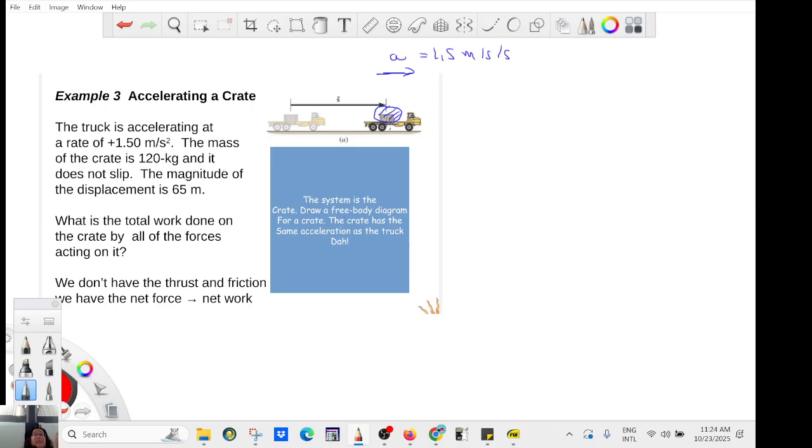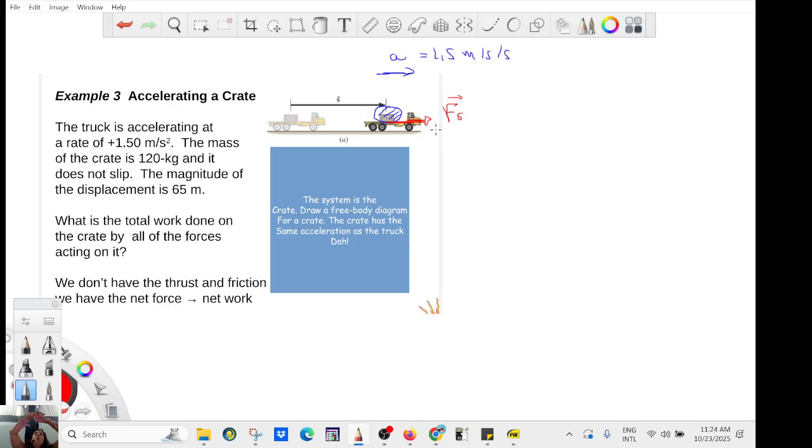So it means it's static friction. When you have two surfaces in contact and it doesn't slip, that's static friction. If there is an acceleration this way, that means you need to have a force here. The acceleration is in the same direction as the force. So that will be the static friction. It has to be this way.